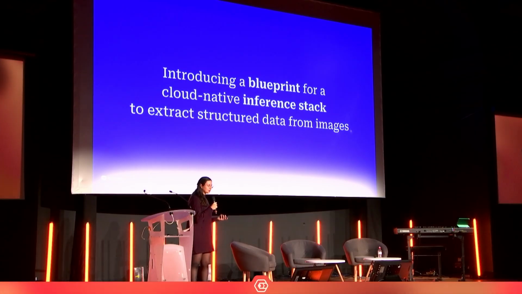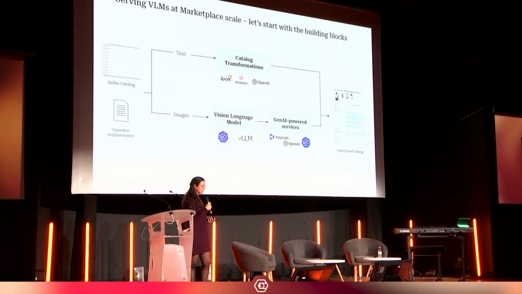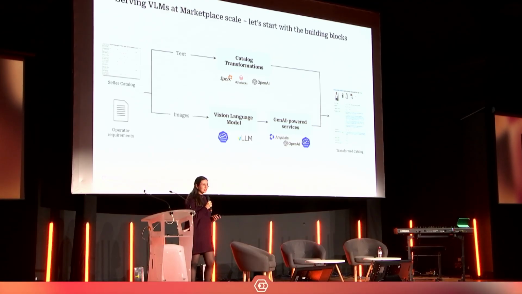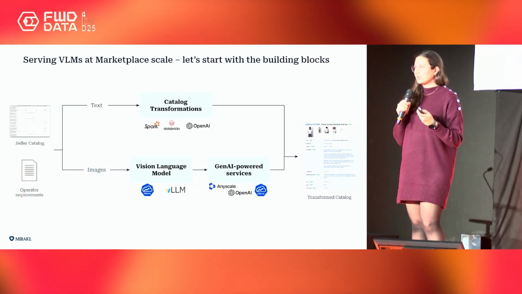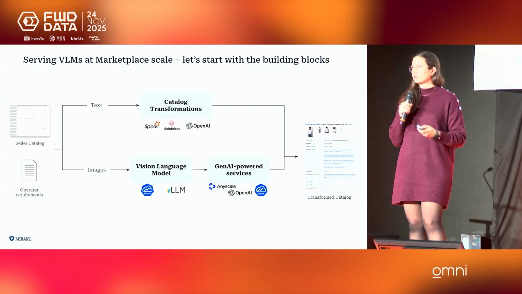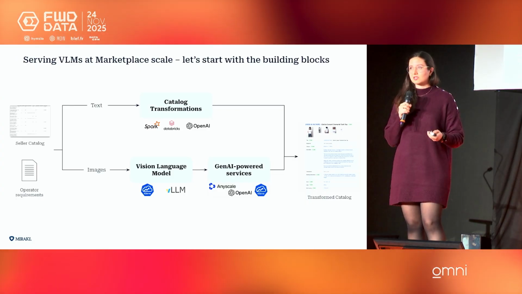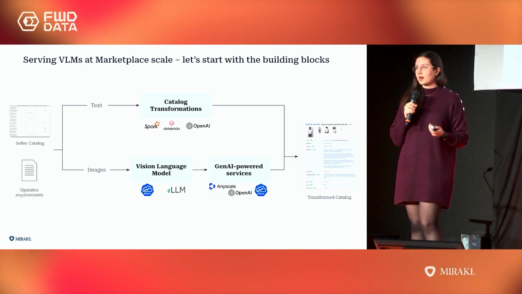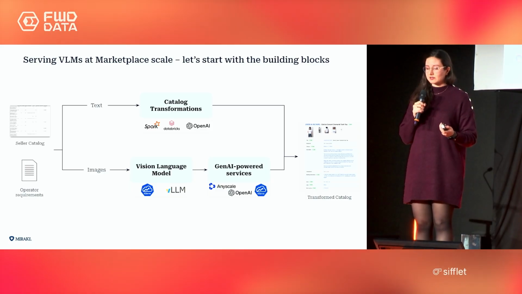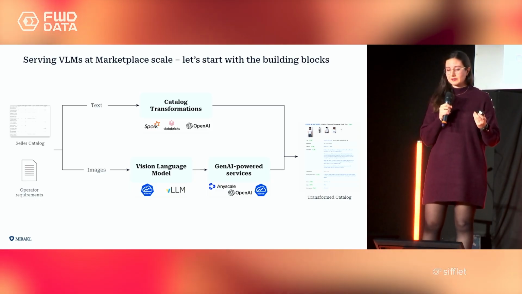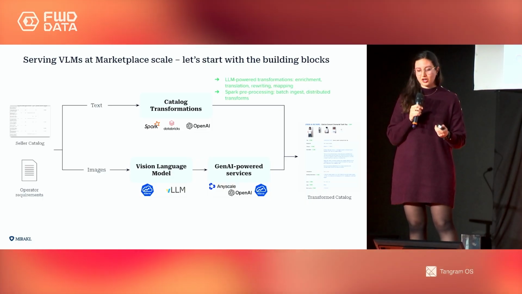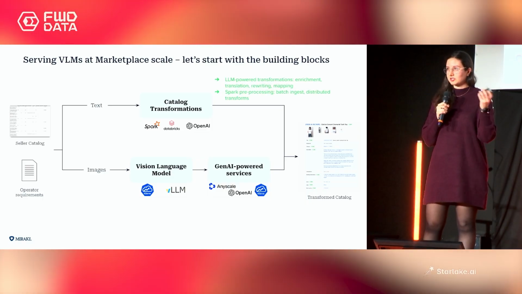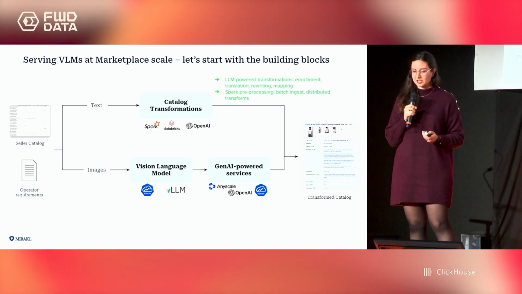This is why today I'm introducing a blueprint for a cloud-native inference stack to extract structured data from images. Let's start with the building blocks. On the left-hand side, we've got the inputs. So, of course, the seller catalog, picture an Excel sheet with a list of products, one product per row, a lot of attributes such as description, metadata, media URLs, but also the list of operator requirements, how the data should look on their marketplaces. The first part with the text goes through catalog transformations, which are LLM-powered transformations that we've seen just before with enrichment, translation, etc.